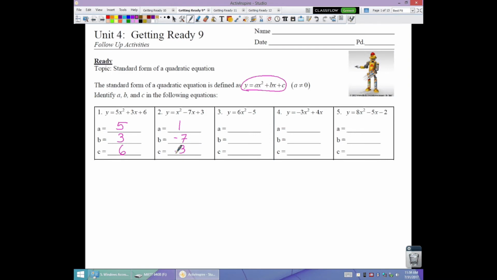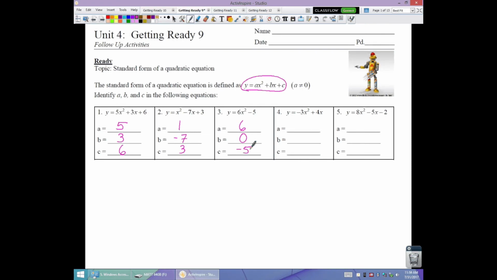Right? In number 3, we only have 2 terms. So obviously one of these is not shown, it's missing here, the a, the b, or the c. Well, I have an x squared term, so it has a coefficient of 6, that's a. B must be the coefficient of the x term. Well, there is no x term, so that means the coefficient of it would be 0. We have no x's, and the constant is -5.